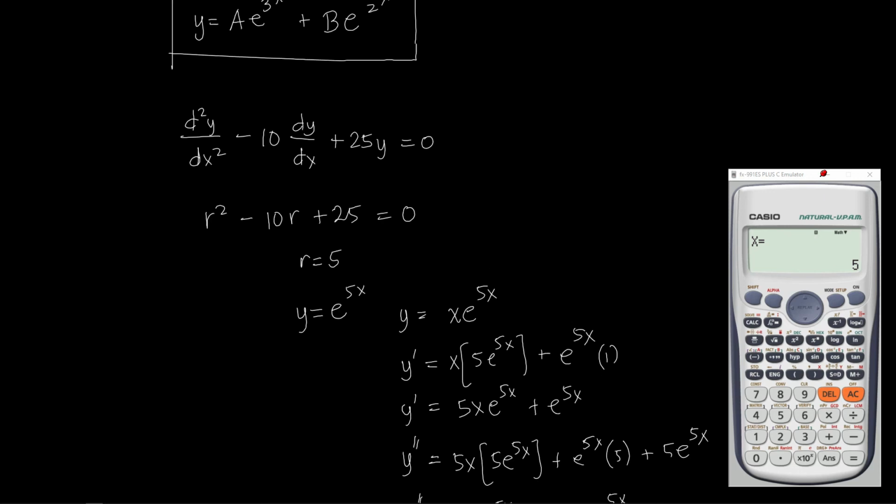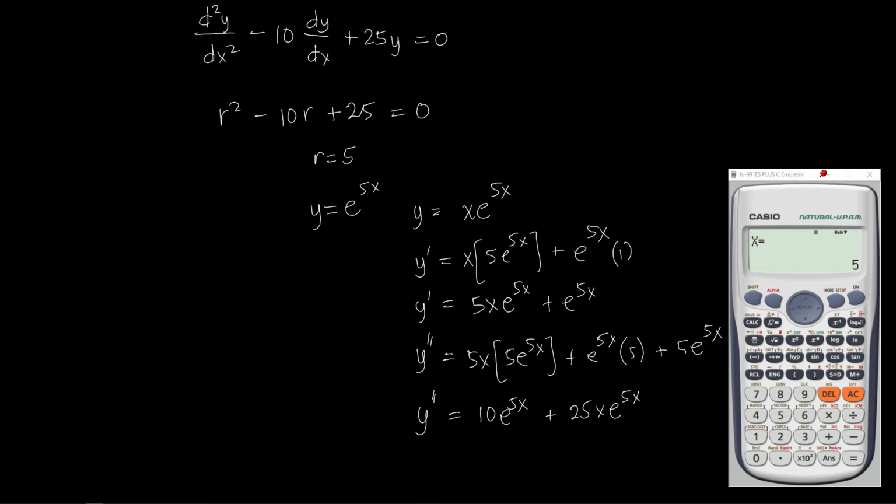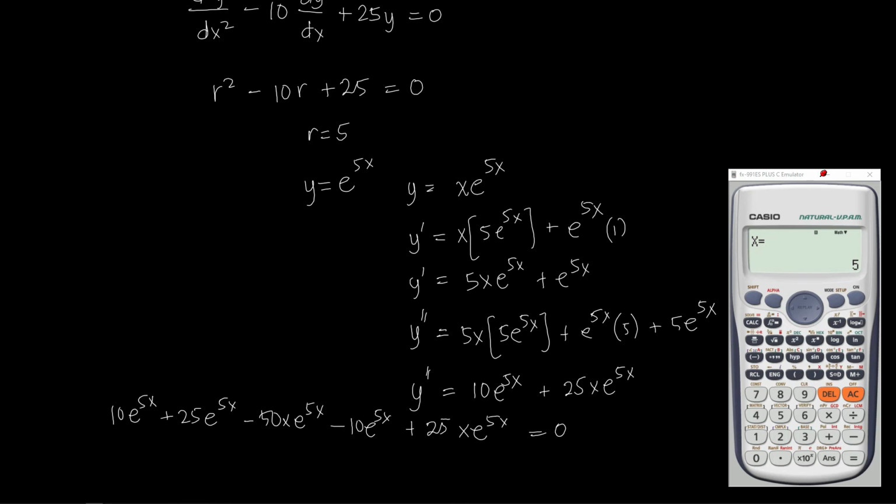Ato lang i-plug in dito sa ito ang given. Second derivative: 10 e raised to the power 5x plus 25x e raised to the power 5x, minus 10 times the first derivative, minus 50x e raised to the power 5x minus 10 e raised to the power 5x, plus 25 times y, x e raised to the power 5x, is equal to 0. So try na to kung equal to 0 ba ni.